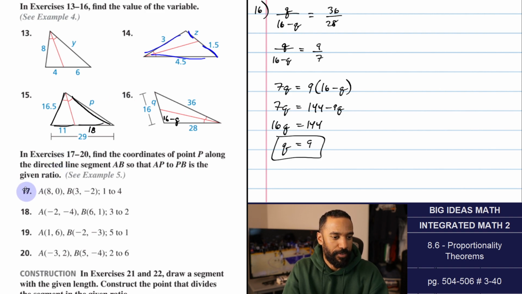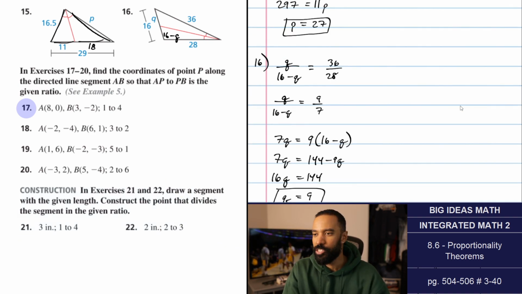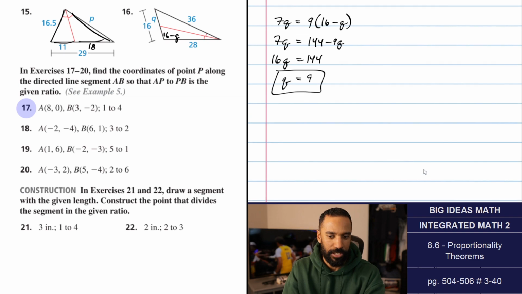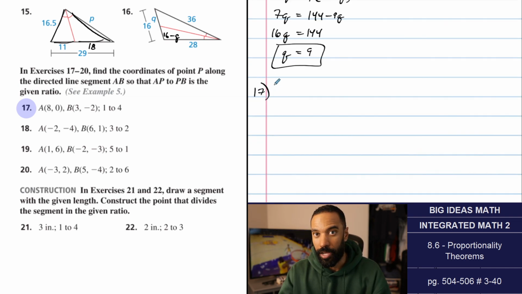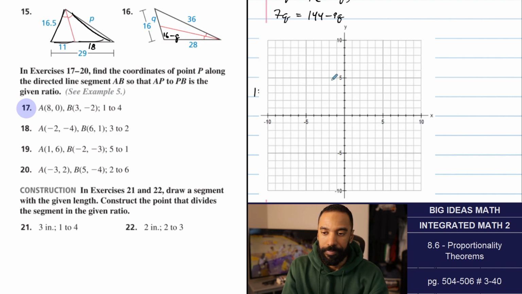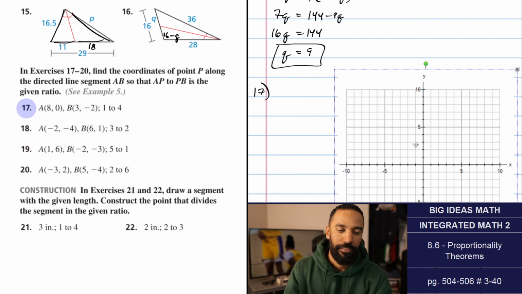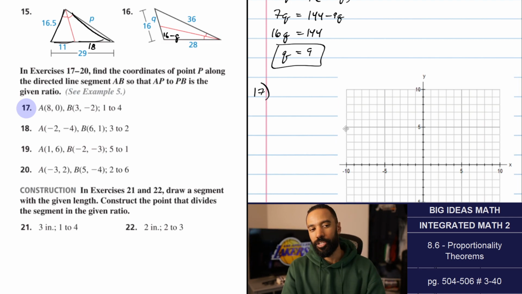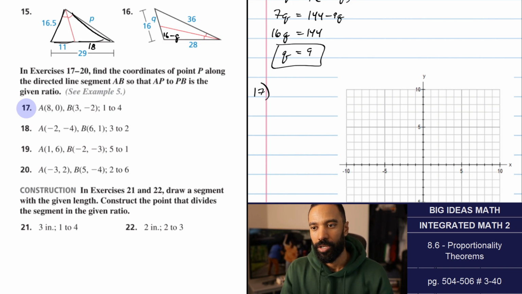This is going pretty fast for those parts, and maybe this is the slowdown. I'm not sure. I see construction. I did not know if we were going to get it, but we do. And these are those graphs. So let me do some copy-paste stuff now on graphs. And I'll make sure to attach graph paper on YouTube. In exercises 17 to 20, find the coordinates of P along the directed line segment AB so that AP to PB is the given ratio.